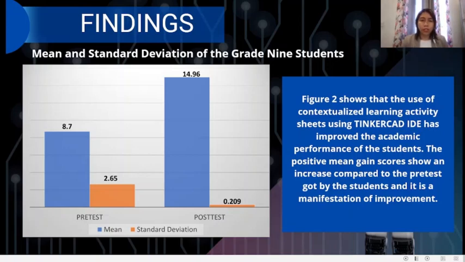For the findings, shown in the graph are the mean and standard deviation of the grade 9 students. Figure 2 shows that the use of contextualized learning activity sheets using Tinkercad IDE has improved the academic performance of the students, and the positive mean gain score shows an increase compared to the pretest got by the students, and it is a manifestation of improvement. For the pretest, the mean is 8.7 and the standard deviation is 2.65. For the post-test, the mean is 14.96 and the standard deviation is 0.209.